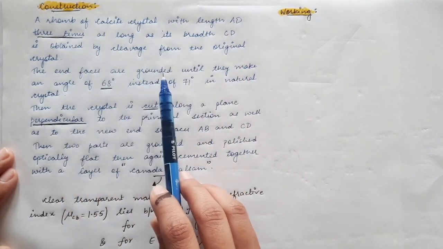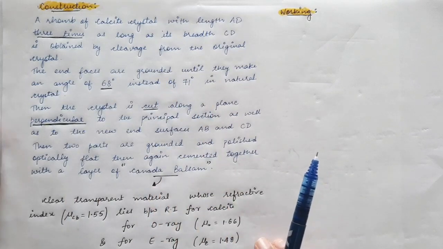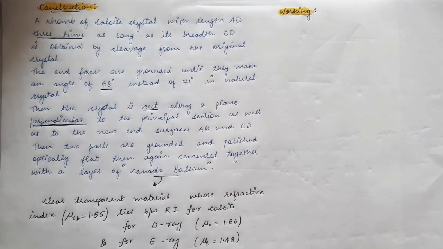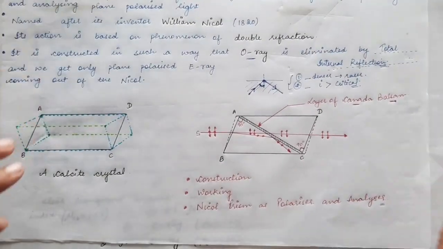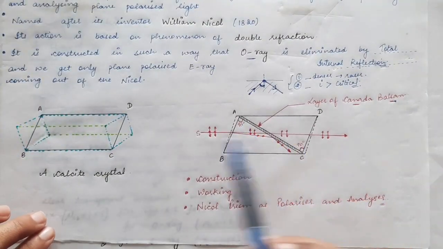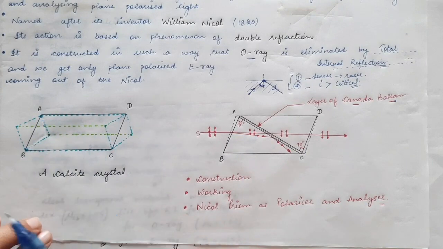Now the end faces are grounded. Another condition in the Nicol prism is that the end faces are grounded. Grounded means the angle is changed by a small amount. So over here we have taken this as the principal section. Earlier, ABCD was the principal section.